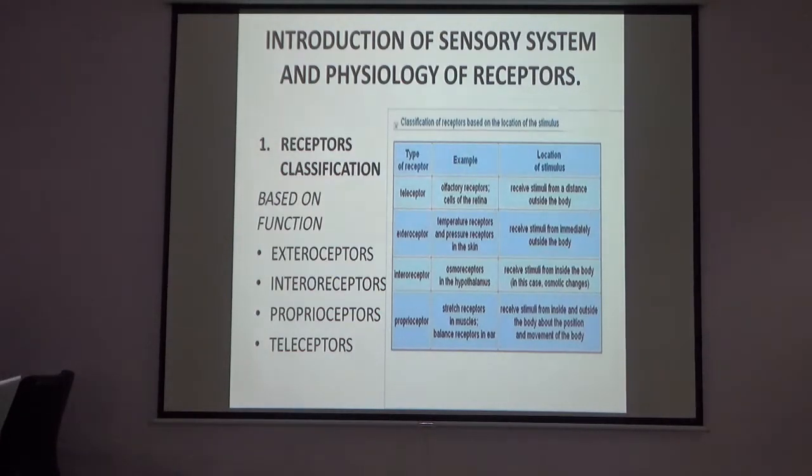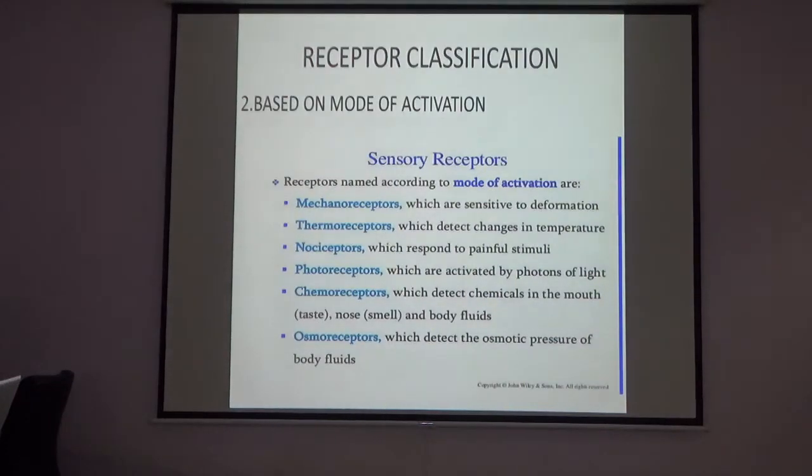Second classification is classifying the receptors based on their mode of activation, or you can even say based on their adequate stimulus. What are the various stimuli which we see, like touch, pressure, cold, warm, pain, chemical stimulus and photon stimulus. All these are detected by various sense organs in the skin as well as in the subcutaneous tissues and the epithelium. The important receptors are mechanoreceptors, thermoreceptors, nociceptors, photoreceptors, chemoreceptors, osmoreceptors.